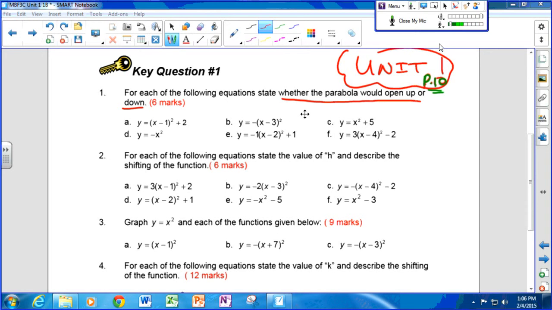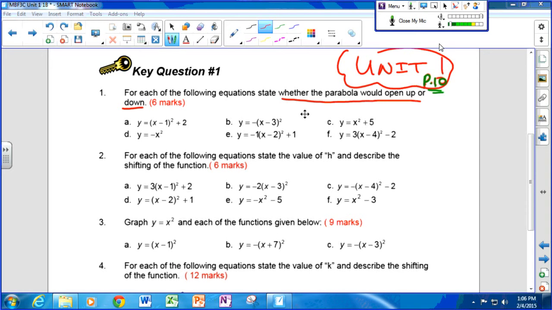Whenever I see a question, the first thing I want to do is understand the question. And that's step 1. It may seem obvious, but sometimes by underlining the key ideas in the instructions, that'll help us to understand exactly what we're supposed to do. So in this case, it just wants to know whether the parabola opens up or down.